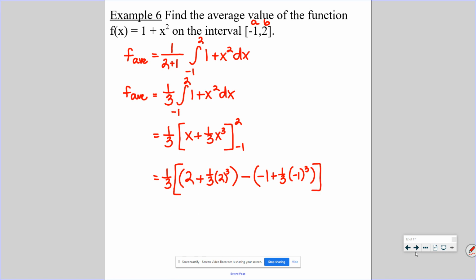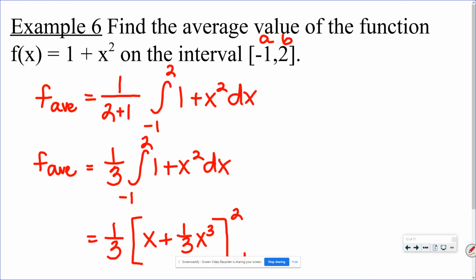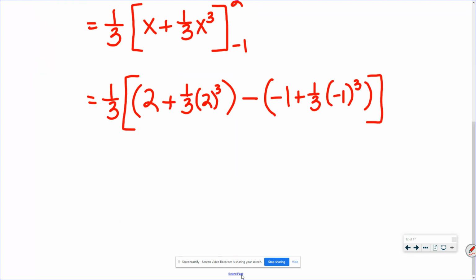Okay, kind of messy. Don't give up yet though. We can do this. Okay, so we're just going to work through the simplifying process. So we have 2 plus, this would be 8/3. This would become a +1. And then over here I'd have -1 times 1/3 is -1/3, but then that would make it a positive again. So +1/3.